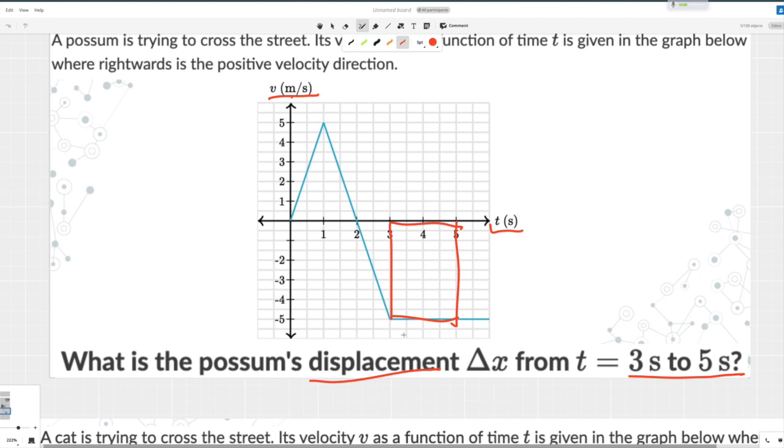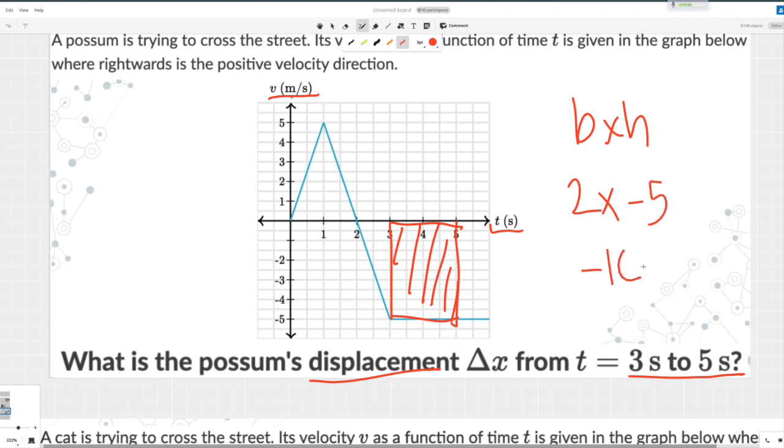So what we're going to be doing is finding the area underneath. The area of a rectangle is the base times height, and anything can be the base. I'm just going to take this as the base, which is 2, and the height is -5, which is -10 meters displacement.